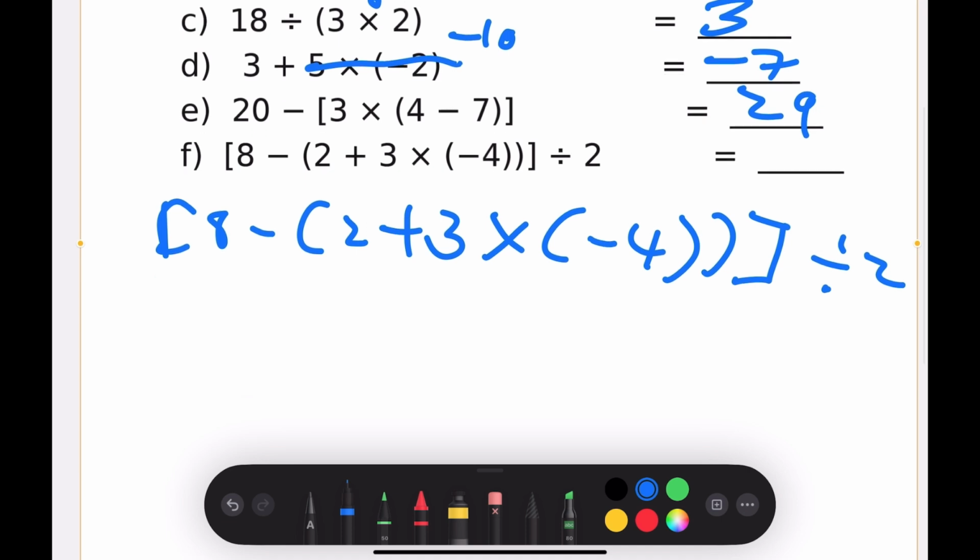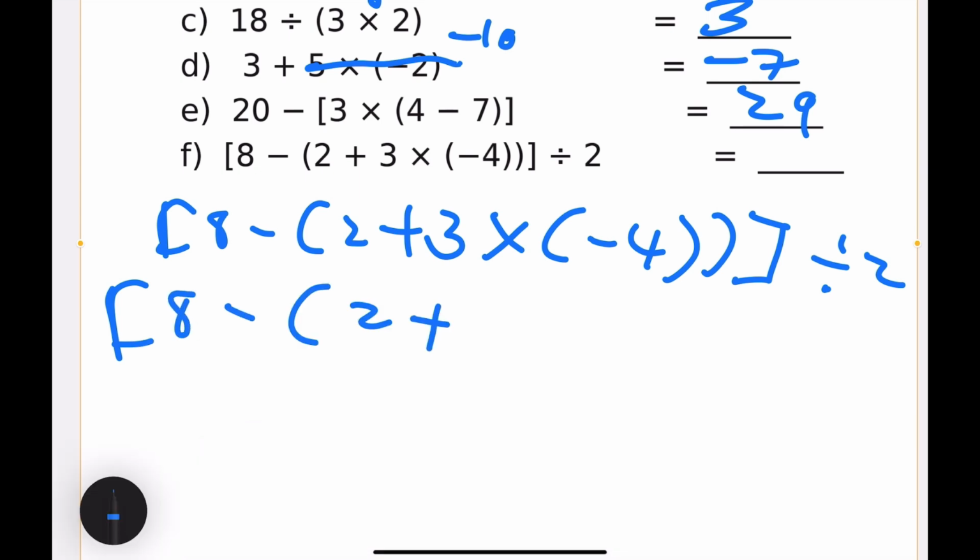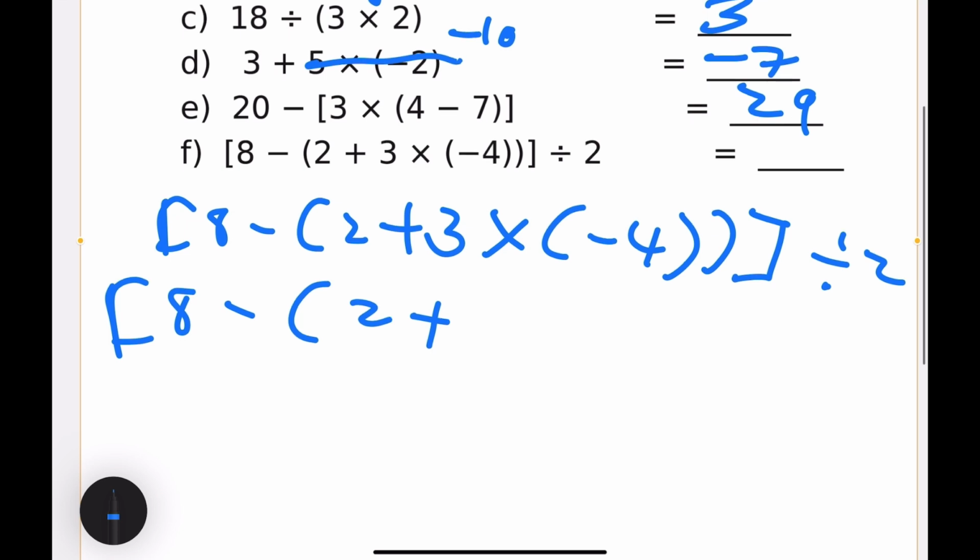So first of all, let's worry about the brackets inside the brackets. So the first thing we'll do is the 3 multiplied by the negative 4, as we're doing what's inside of the brackets inside of the brackets, and we do multiplication before we do adding. So we'll do the 3 multiplied by negative 4, which would be a negative 12.